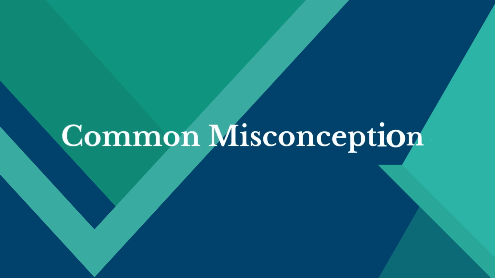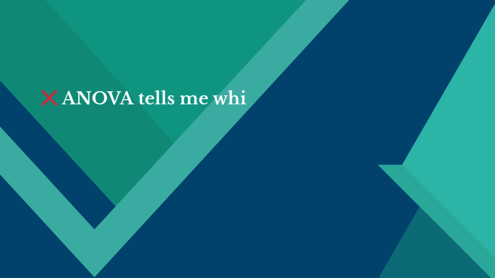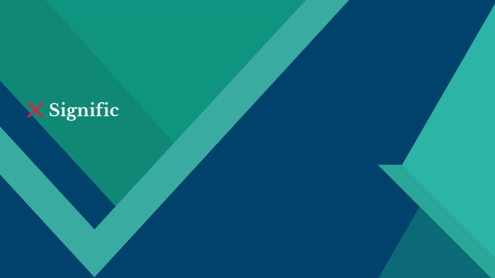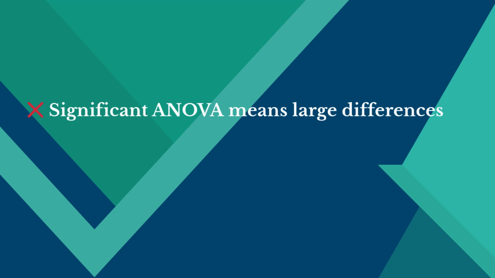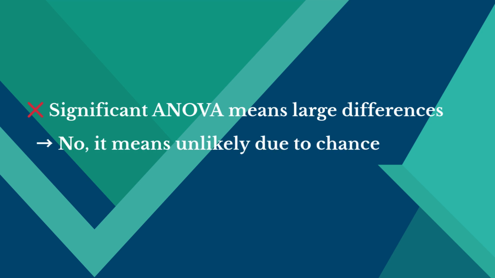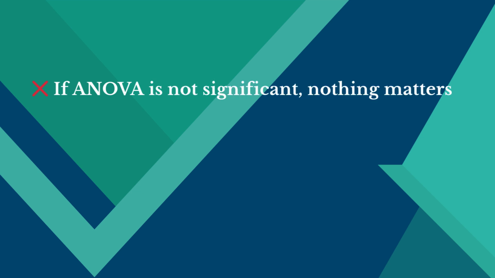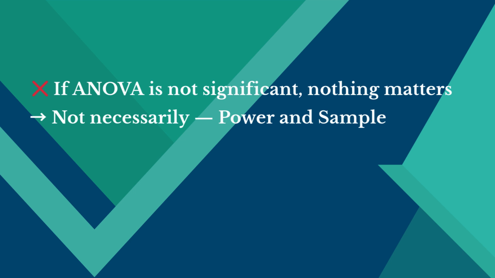So, let's clear up some common misconceptions about ANOVA. First, ANOVA tells me which group is best. No, post hoc tests do that. Second, significant ANOVA means large differences. No, it means unlikely due to chance. Third, if ANOVA is not significant, nothing matters. Not necessarily. Power and sample size matter.